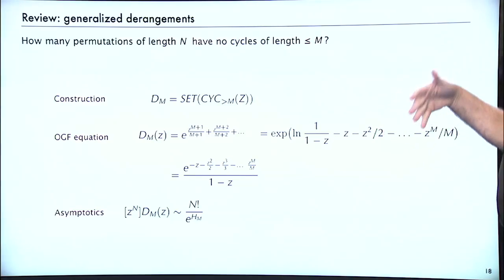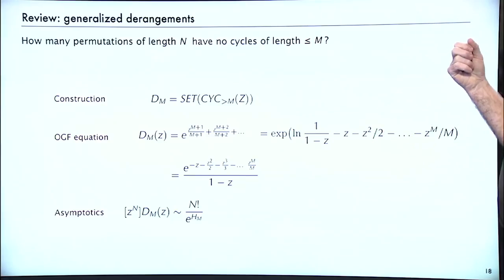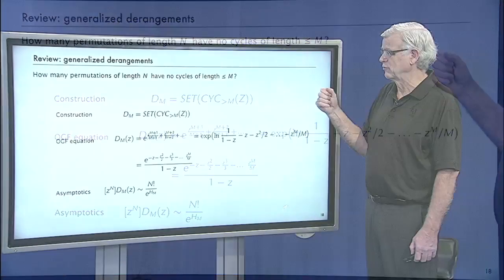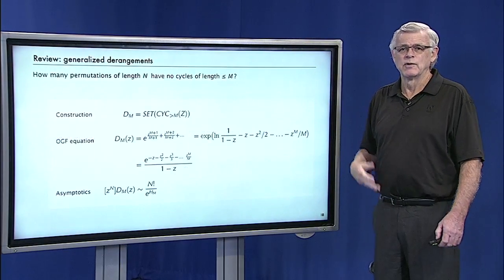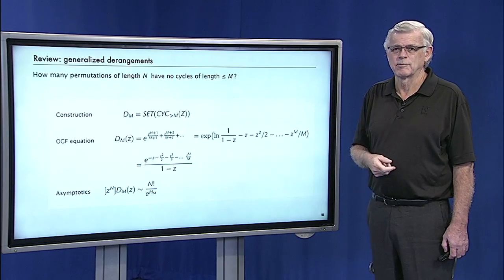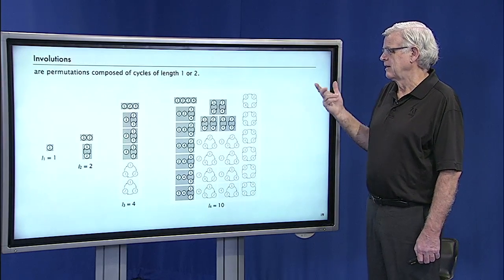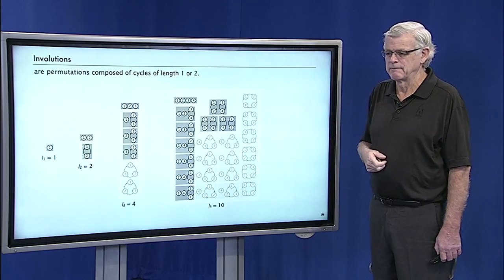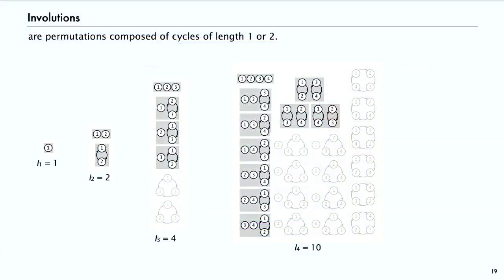So that's a review of what we talked about in terms of permutations with cycle length restrictions when introducing analytic combinatorics. And now we'll look at another problem of that flavor, and that's involutions. An involution is a permutation where all the cycles have to be short. So they either have to be of length 1 or 2 in an involution.